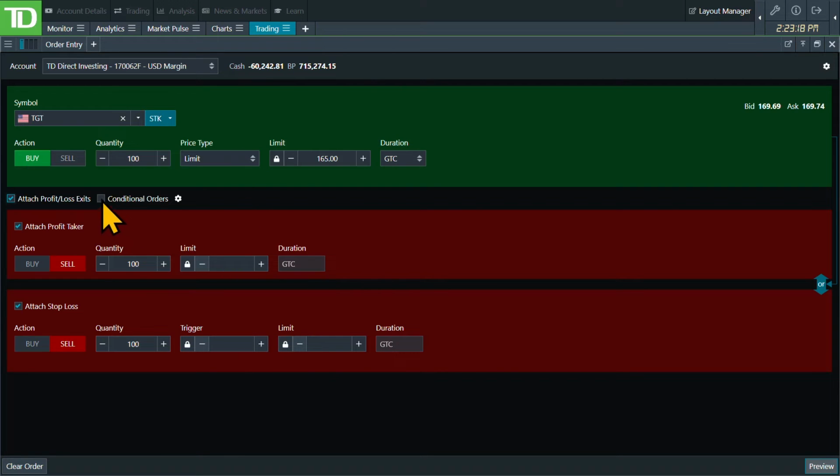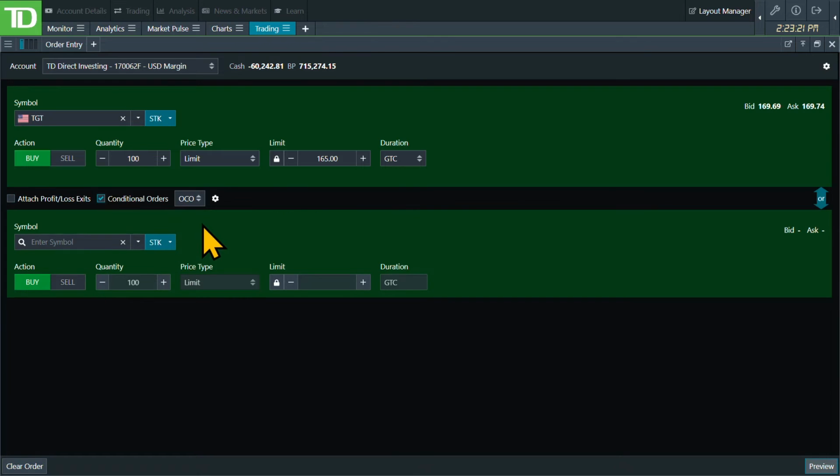But if you do want some of that control, then you want to go to conditional orders, and you still are able to set up a similar function to the attached profit loss by using the FTO, which stands for first triggers, one cancels other. And then you also have the choice of just doing a plain old one cancels other order in whichever way you want, whether that be for rotating through a stock or just doing some good old rebalancing there.